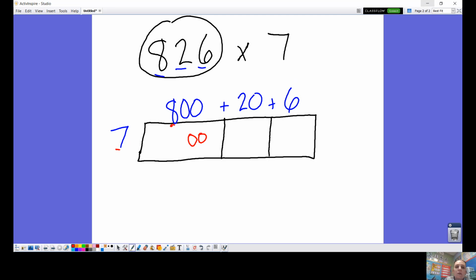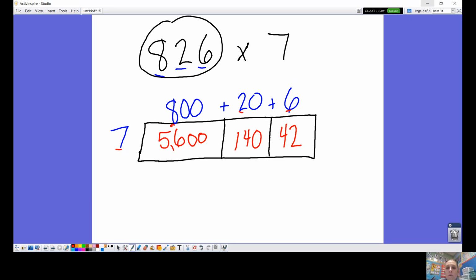And then multiply 8 times 7. And what's 8 times 7? Hopefully you knew that 8 times 7 was 56. So you put a 56 there. So 800 times 7 is 5,600. You move to your 10s box. 20 is 2 10s, so 2 times that 7 is 14. So I hope you put a 14 there. So you should have gotten a 140 there in your 10s box. And then the last one, your 1s box, 6 times 7. 6 times 7 you should have put was 42.